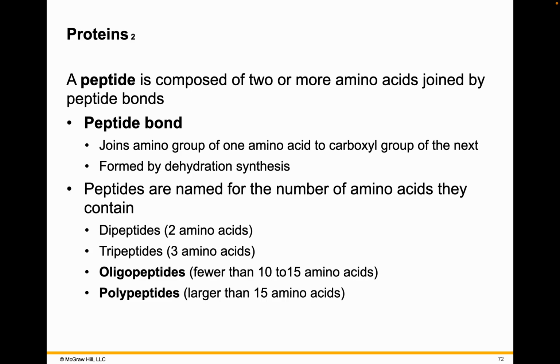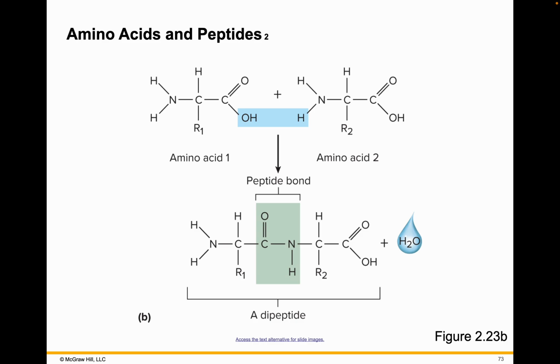Amino acids join together with a bond known as a peptide bond. A peptide bond is going to join a carboxy group of one to an amino group of another, and it will be a dehydration synthesis. Peptides are named for the number of amino acids they contain, so a dipeptide would be 2 amino acids, tripeptide 3. Oligopeptides are between 10 and 15, and bigger than 15 are polypeptides, and if we know what they do, we call those polypeptides proteins.